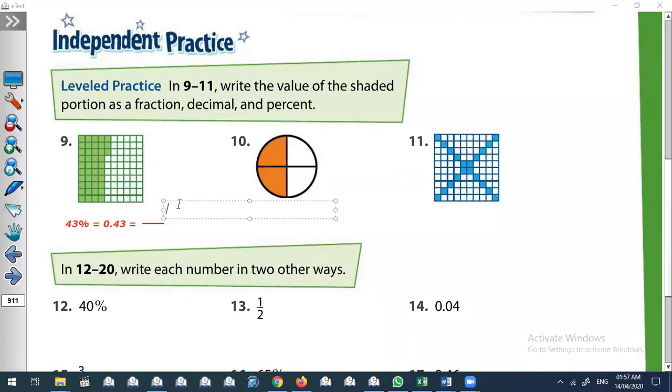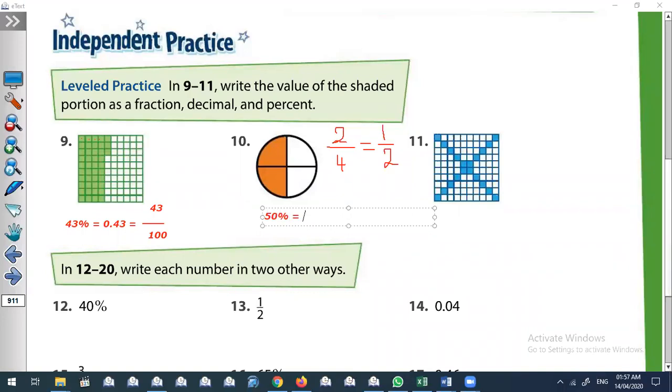Up will be 43. Down always will be 100 because we have percent. The next one. Here, I need to change into percent first. This number is 2, or this fraction, 2 out of 4. 2 shaded out of the total 4. 2 out of 4 means half. And I told you before, half equals 50%. It's a shortcut for it.